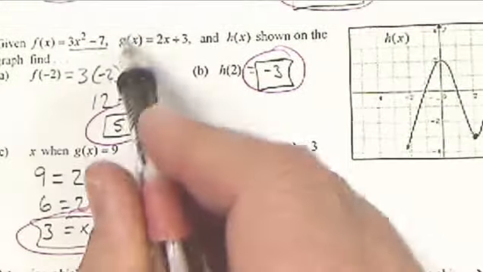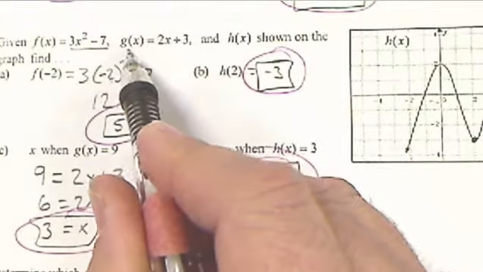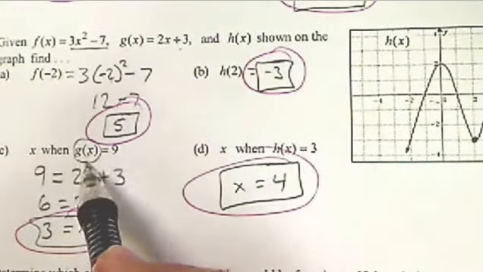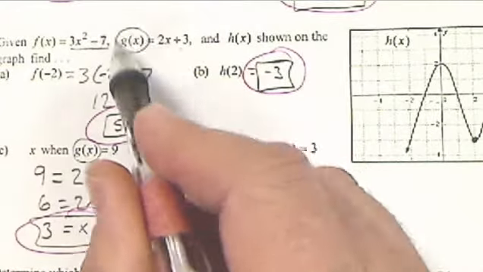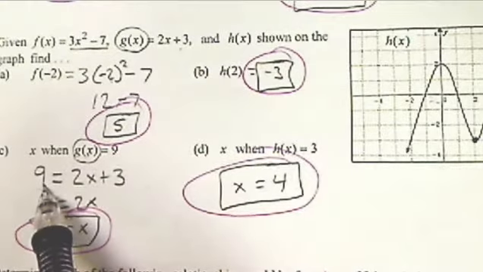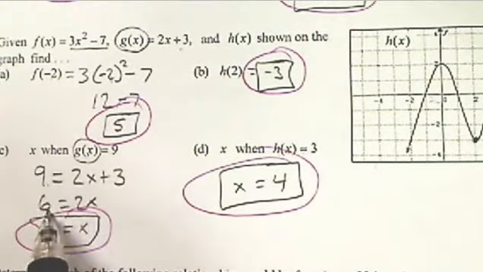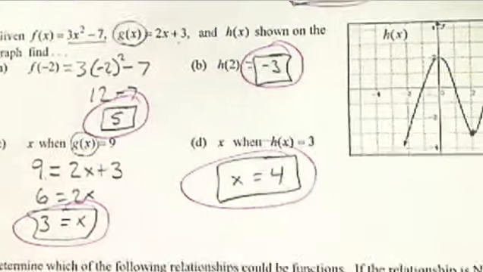g of x means you use the graph of the function g of x. g of x is 9, so that's why I replace the g of x with 9. Subtract 3 from both sides. That's how I got to 6. Divide by 2, and you get 3 for x.